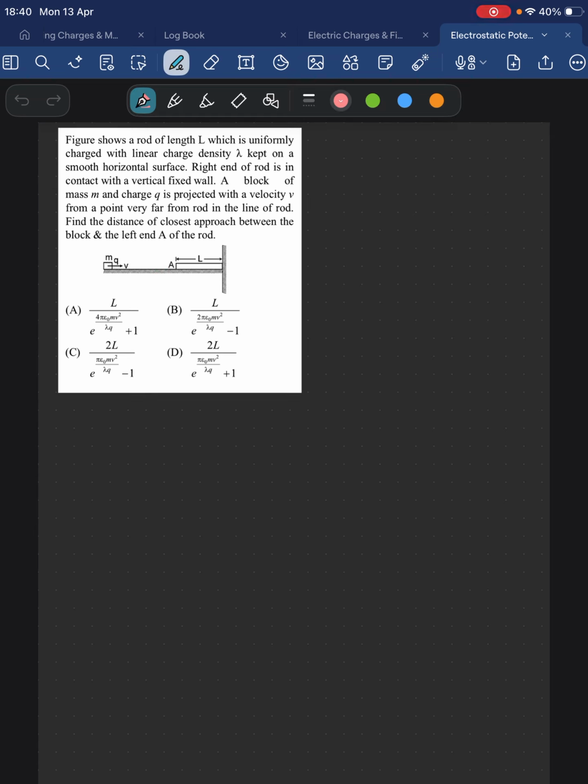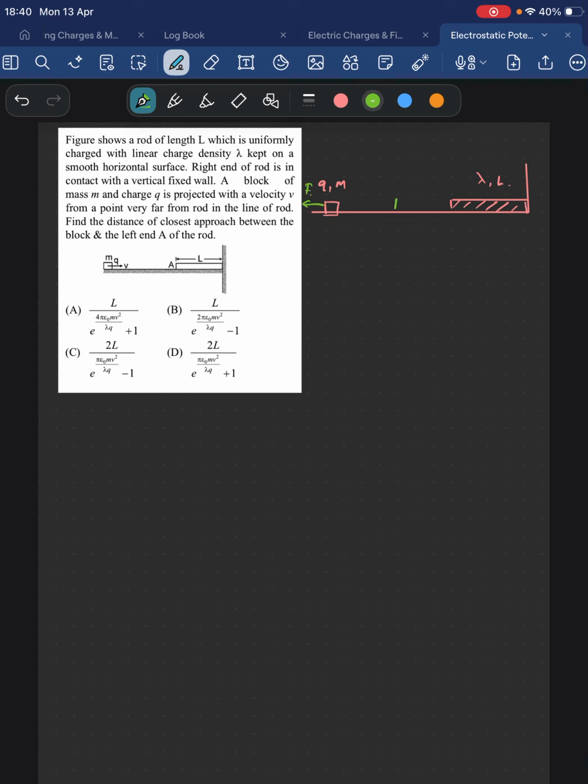Okay, so let's imagine this scenario. Your block of charge q and mass m is approaching this rod right now, right? And this rod is charged, it has linear charge density lambda, it has a length L. The force which is acting on this block while it's moving is the electrostatic force, and this force will be a repulsive force. So you'll have a repulsive force acting on it this way, right?